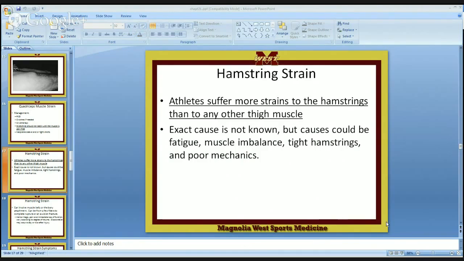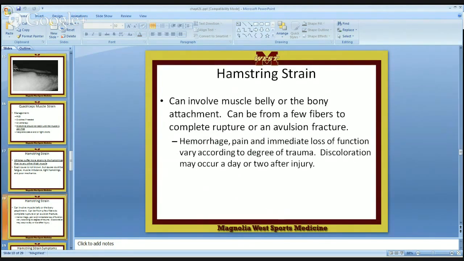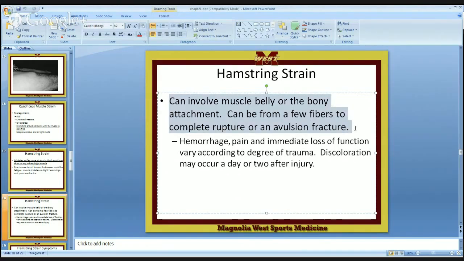18. Let's go to 18. Slide 18. Hamstring strain. There we go. Hamstring strains can only involve the muscle bellies and not the bony attachment. You know better than that because we talked about the avulsion fracture earlier today. It can involve not just the muscle belly, could be the tendinous tissue, or it could actually have an avulsion fracture. So then it wouldn't be a strain, then it'd probably just be a fracture.